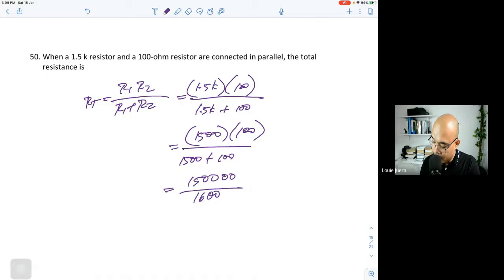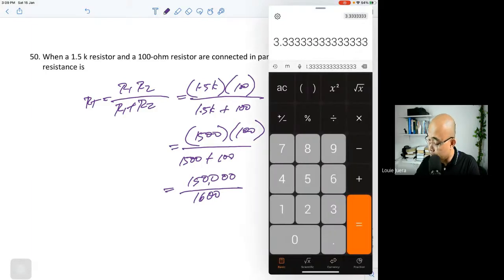So that is equal to 150,000 divided by 1,600 equals, so the answer is 93.75 ohms.